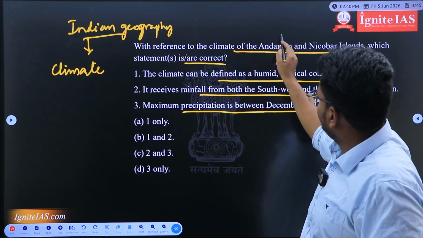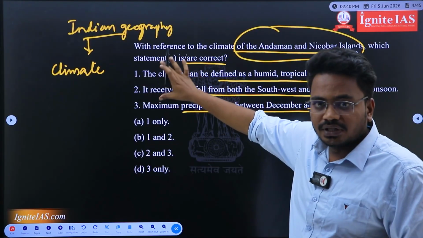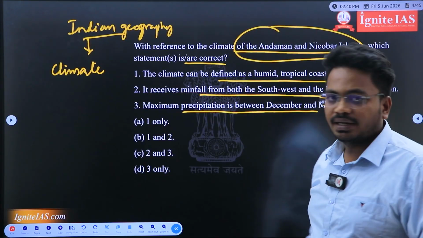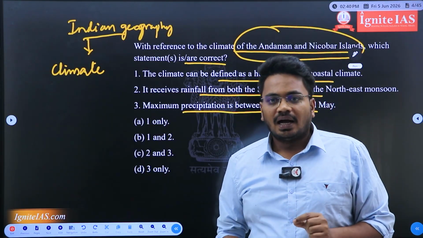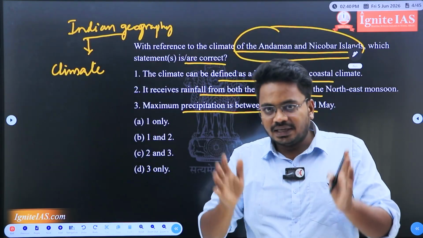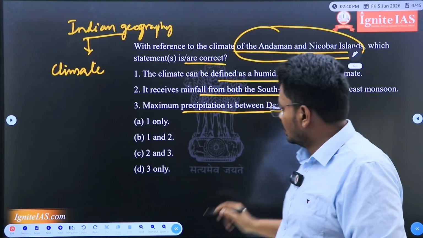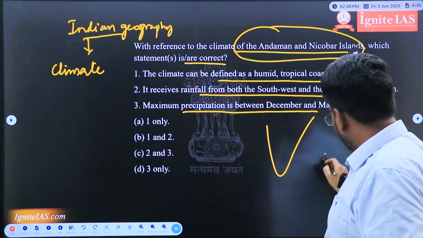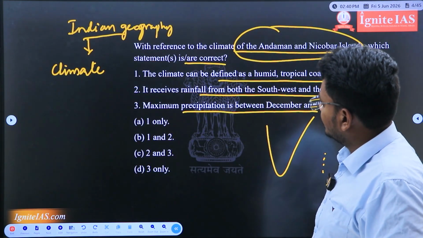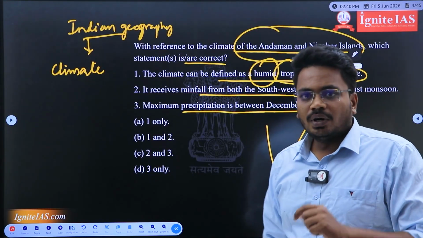Here he asked regarding Andaman and Nicobar Islands. Now we need to identify which of these three statements fit exactly the climate of Andaman and Nicobar Islands. We all know that Andaman and Nicobar Islands are in the northern hemisphere, right? That means India is in the northern hemisphere. Along with India, we have Andaman and Nicobar Islands on the eastern side in the Bay of Bengal. Statement number 1 says that the climate can be defined as humid, tropical, coastal climate. So what does it mean?